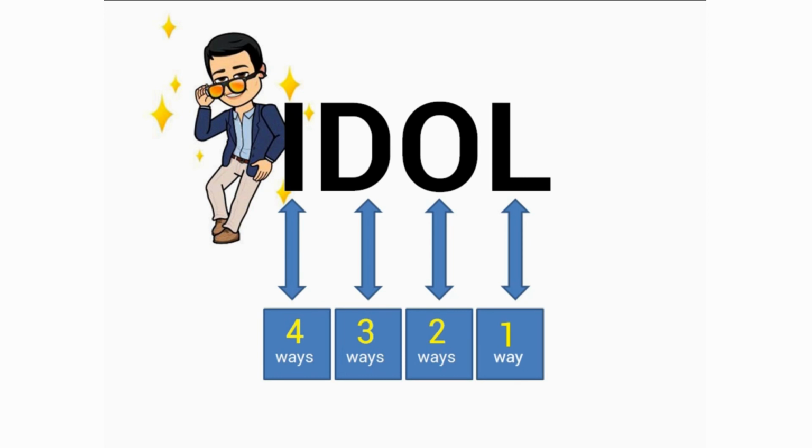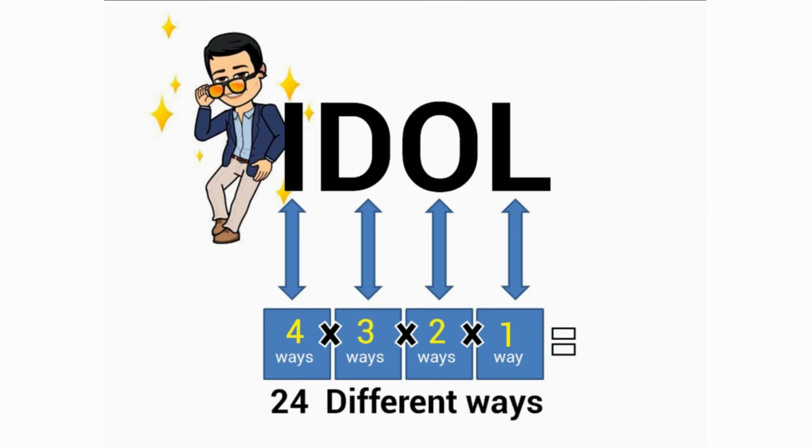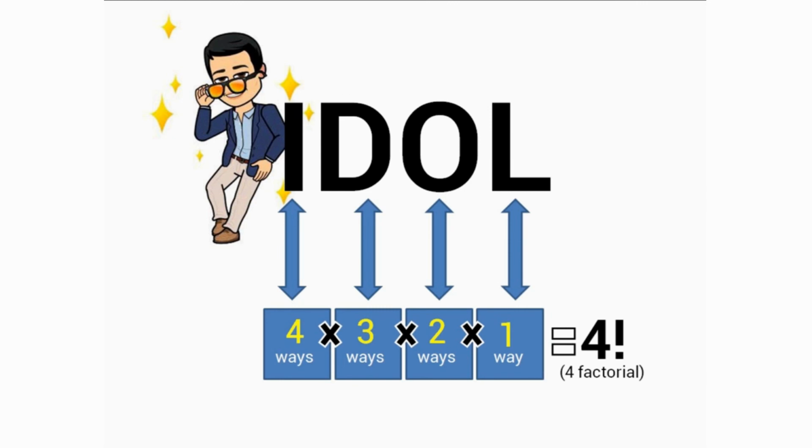So we have 4 ways to fill the first slot, 3 ways on the second slot, 2 ways on the third slot, and 1 way on the fourth slot. Now we multiply these 4 numbers to get the answer. So 4 times 3 times 2 times 1, which is equal to 24. So there are 24 different ways in which the letters of the word IDLE can be arranged. And this is also called 4 factorial.